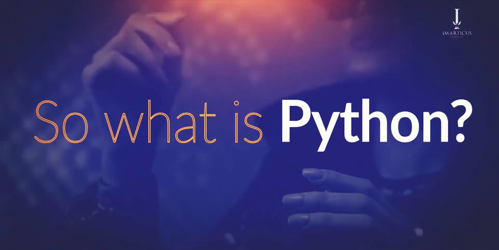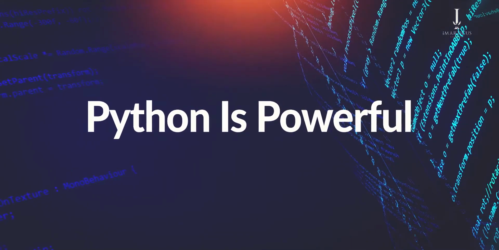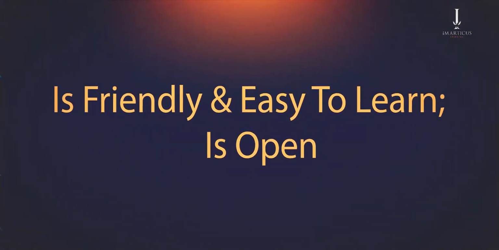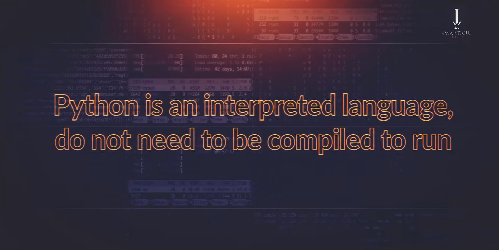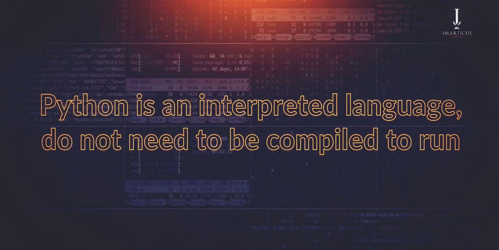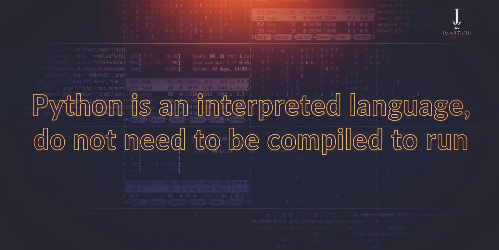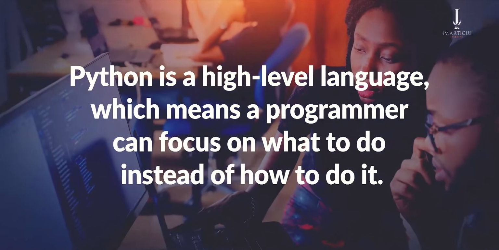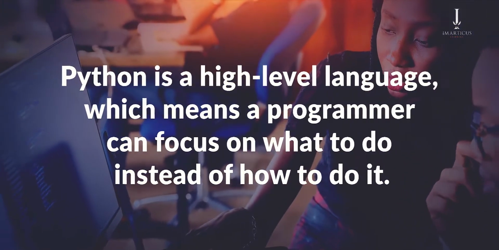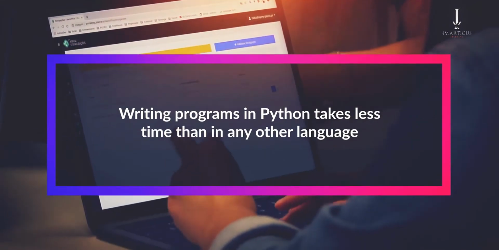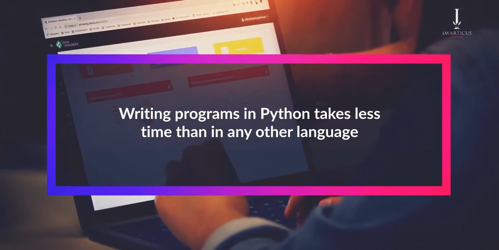So what is Python? Python is powerful and fast, plays well with others, runs everywhere, is friendly and easy to learn, is open. Python is an interpreted language, so it does not need to be compiled to run. Python is a high-level language, which means a programmer can focus on what to do instead of how to do it. Writing programs in Python takes less time than in many other languages.